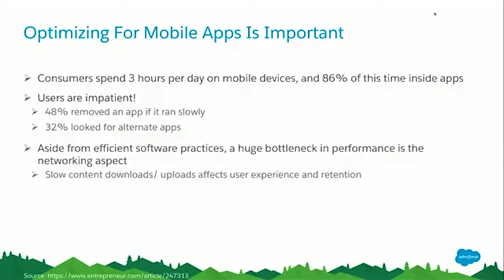One obvious way to do this is to follow efficient software practices and to write good code. But another bottleneck in performance, which is not so obvious, is the wireless networking aspect. This is reflected in frustrations such as slow content download, your page getting stuck and you not being able to see the content you're waiting for, etc. So we're trying to optimize the networking problem in mobile apps.